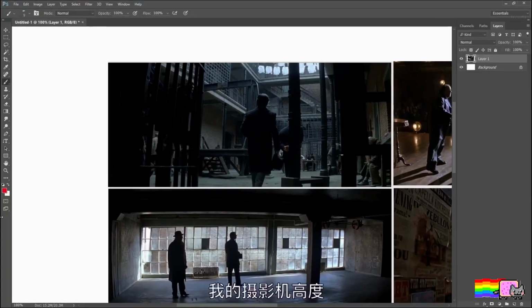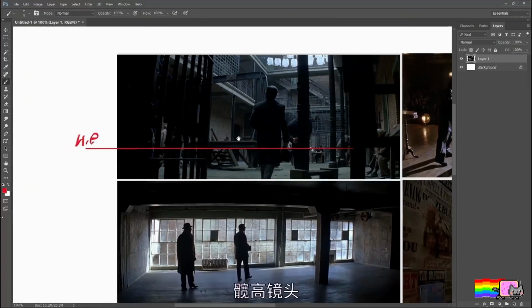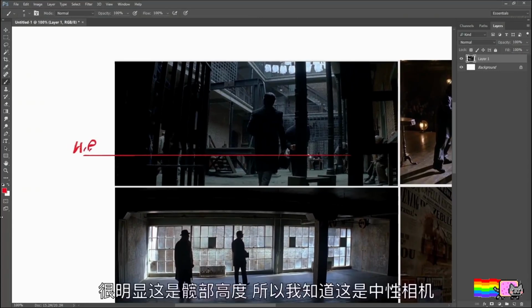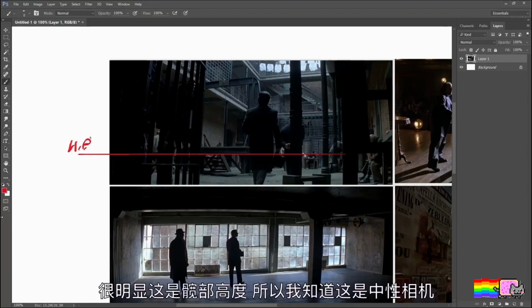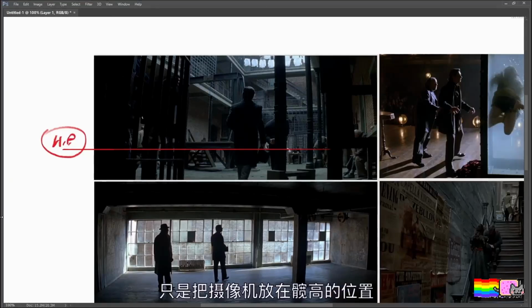Obviously, the first question I would ask myself is: what is my camera level? It looks like a hip level camera, so I'm going to write here HP. Hip level camera. By saying hip level, I understand that this is a neutral camera, so it's not tilting up, it's not looking down. We're looking straight, but we're just lower to the ground, around hip level.